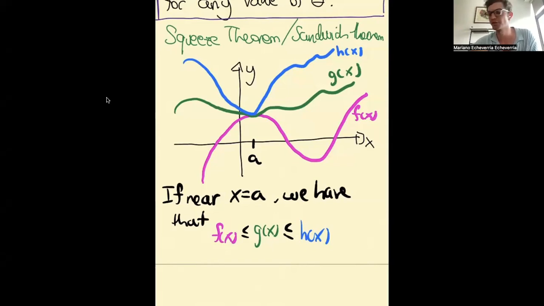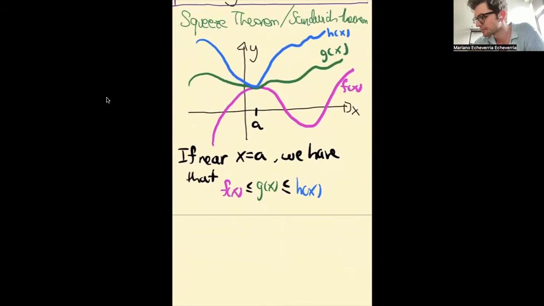If you know that the function g is between f and h, then it is being squeezed between the two, right? So what the squeeze theorem says is that if you somehow know the limit for the extremes, and that limit is the same, then the limit for the middle has to be the same. So let me write that down.